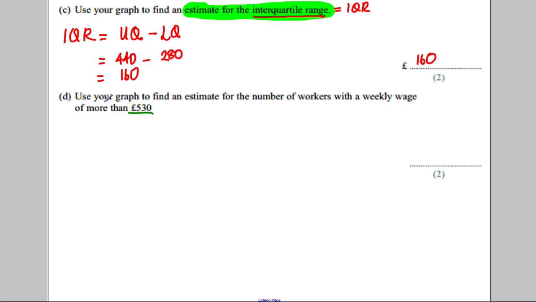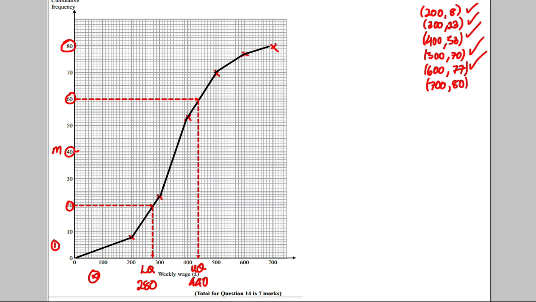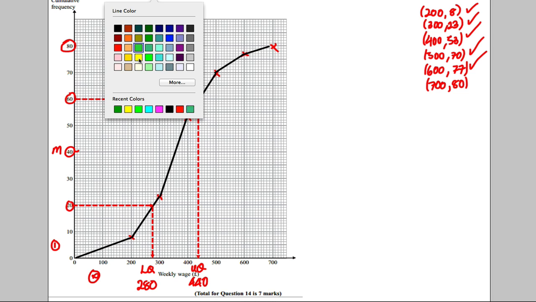Okay, then it says, use your graph to find an estimate of the number of workers with a weekly wage of, oh look, more than £530. It's a more than question. So, back to the graph. We find £530. And then what we do is we draw a line up from 530.